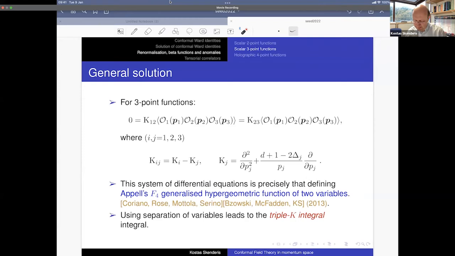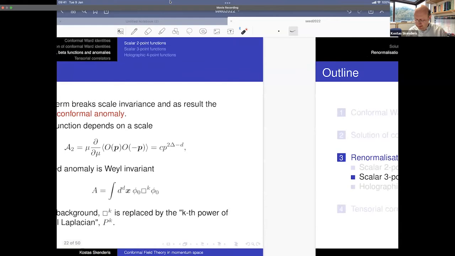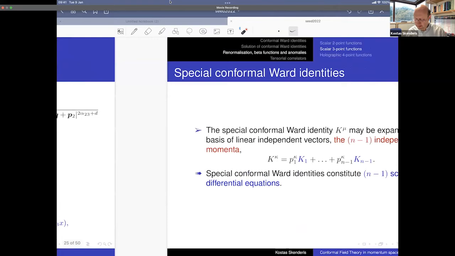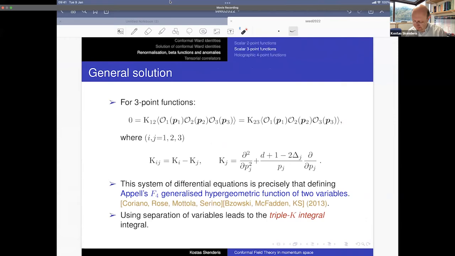You can also start from these expressions and just use the good old separation of variables method. If you use separation of variables, this directly leads to the solution that I described here. So for this triple K solution, the easiest way to get to it is to use separation of variables, trying to solve these partial differential equations. And then it turns out these triple K integrals are the building blocks for all three-point functions, as will be clear by the end of the talk.